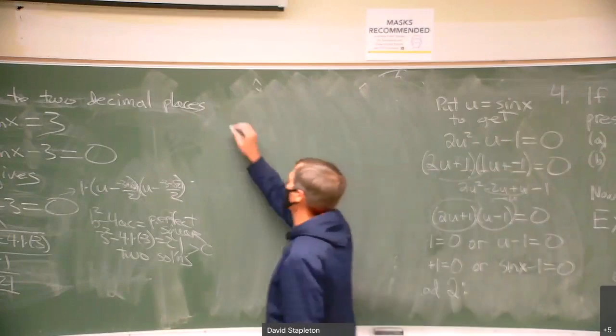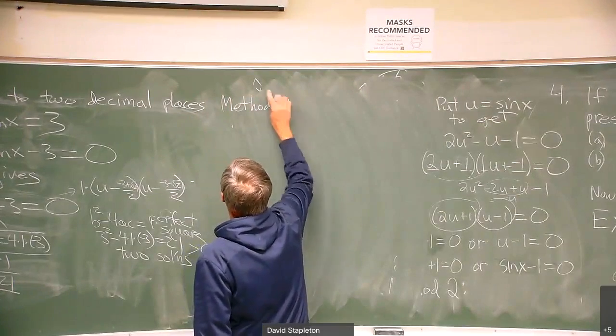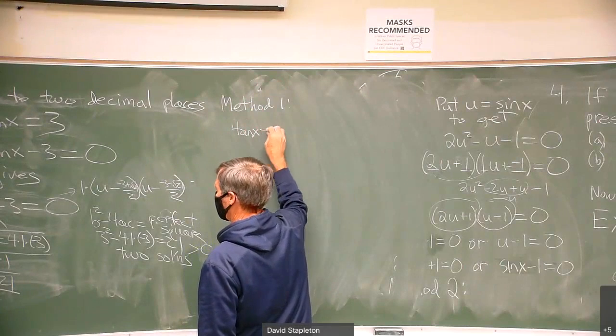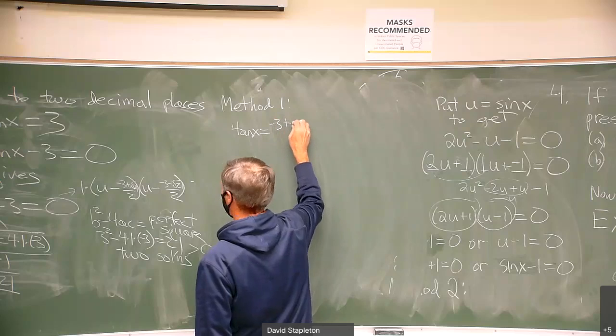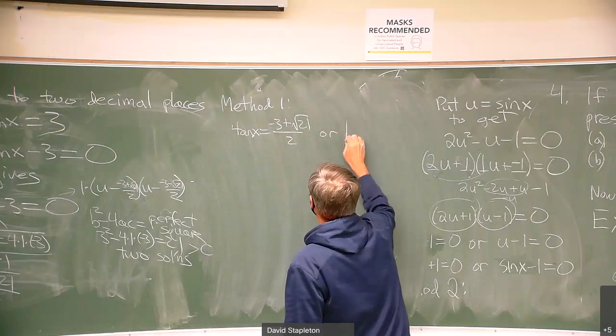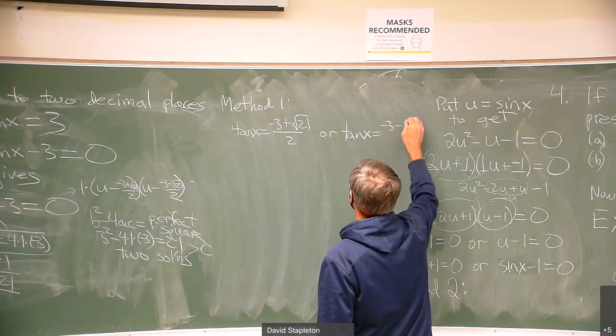Because it's trig function equals a number. I'll put tangent x equals the first case, minus 3 plus square root 21 over 2, or tangent x equals minus 3 minus square root 21 over 2.